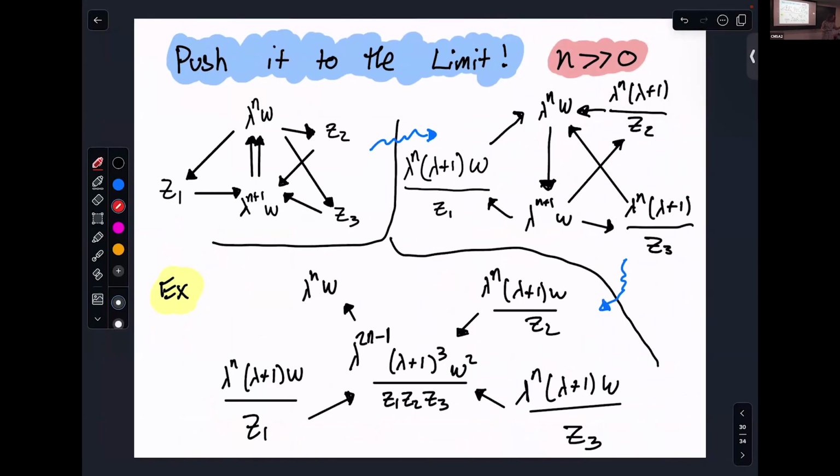So when I do gamma a ton of times, what I end up with is basically lambda to the n times omega as the cluster variable there. Now, what's sort of interesting, if I assume that n is much bigger than 0, so that this term is way bigger than the z's, I can start to do some mutations, and I will actually continue to compute the correct cluster variables.